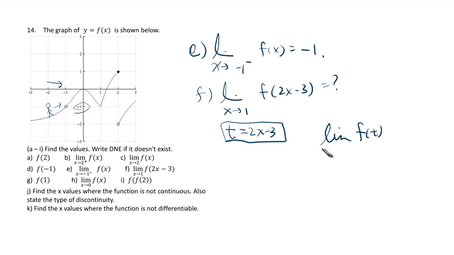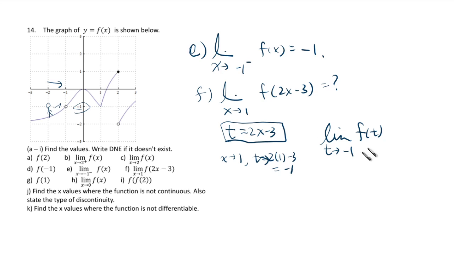The problem is, instead of x going to 1, what do you write? You have to say t goes to somewhere, right? But since when x is 1, t is what? 2 times 1 minus 3, so that's negative 1. 2 minus 3 is negative 1. So as x goes to 1, t goes close to negative 1.